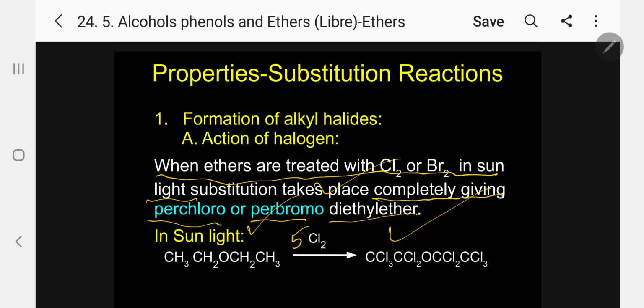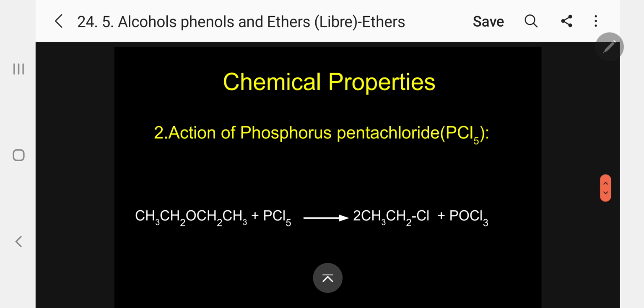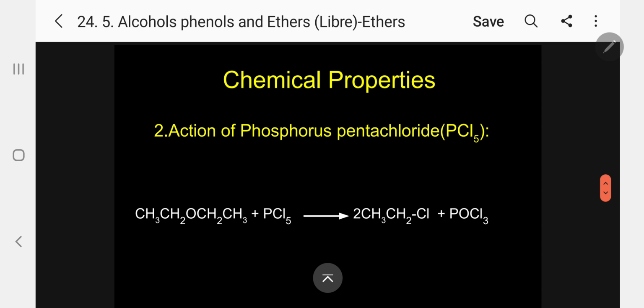So, everything is halogenated and correspondingly 10 HCl will form. Kindly follow. This is the actual formation. This is called perchloro, if it is chlorine, or perbromo, if bromine, diethyl ether. Please follow. This is sunlight. Under the chemical properties, we will continue.